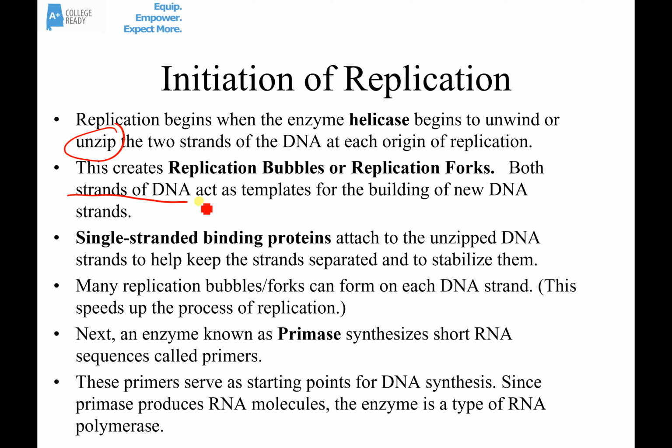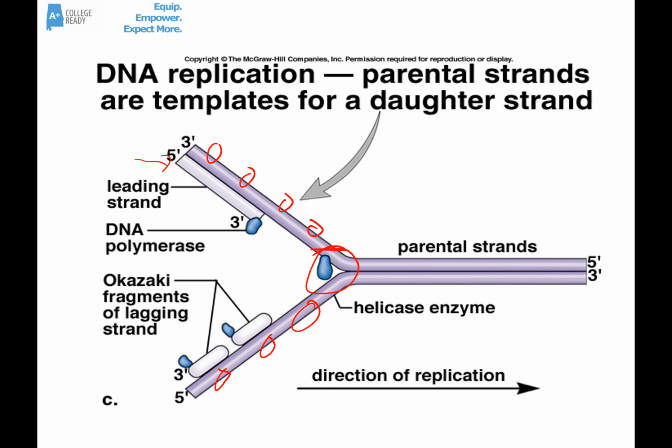On the leading strand, only one primer is needed, because this leading strand, the strand that's being built right here, is going to be built from 5' to 3'. DNA polymerase, the enzyme that actually builds DNA, can only add nucleotides in that direction, 5 to 3. So this strand is built in one continuous piece.